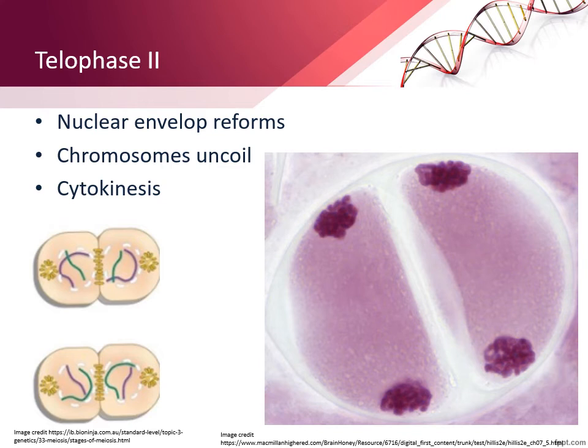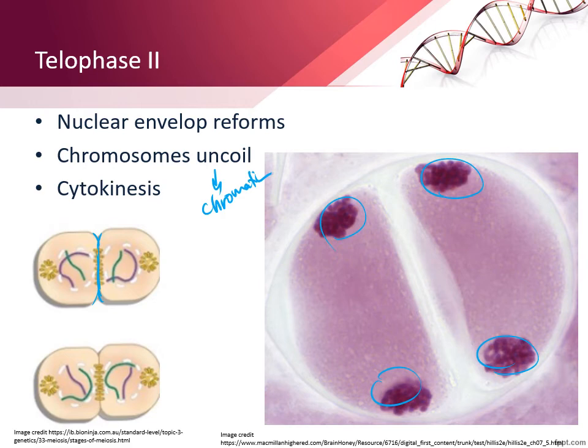Telophase 2, we're going to have some nuclear membranes start to reform. Those chromosomes are going to once again uncoil and go back to chromatin. Cytokinesis is going to occur again. Cleavage furrow, separate the cytoplasm and all those amazing organelles that are in the cell. Notice I've got 1, 2, 3, 4 nuclei now.